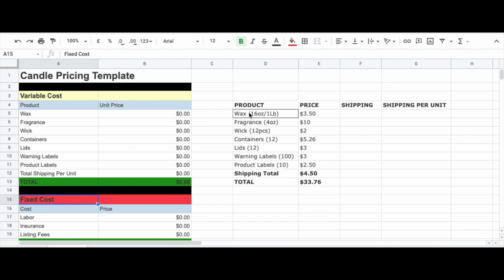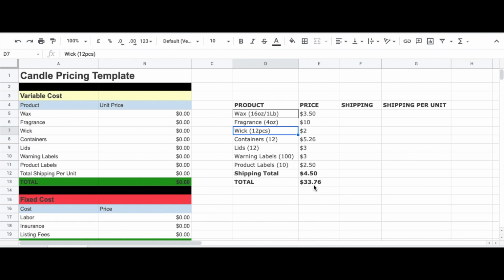So let's assume we went to the shop and we got all this here for these prices. Everything here is just an estimate, not an actual price. So we're just assuming we went to the store and we got all this. We got 16-ounce wax, which is equivalent to a pound of wax. We got that for $3.50. We got 4-ounce fragrance for $10. We got 12 pieces of wick for $2. 12 containers for $5.26. 12 leads for $3. Shipping was a total of $4.50.